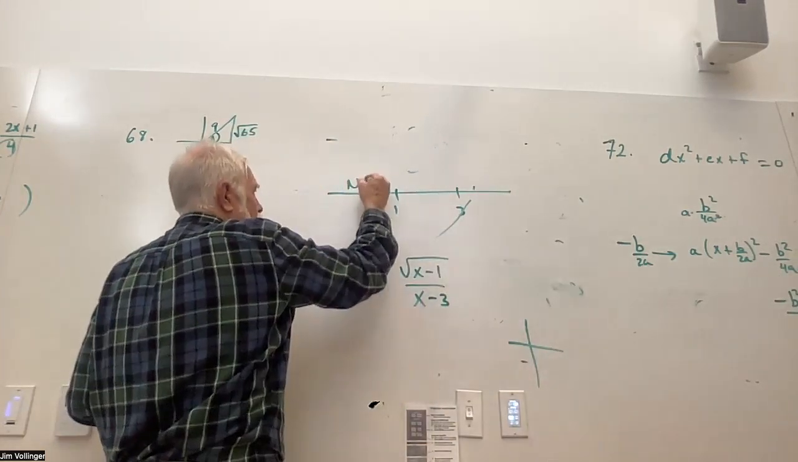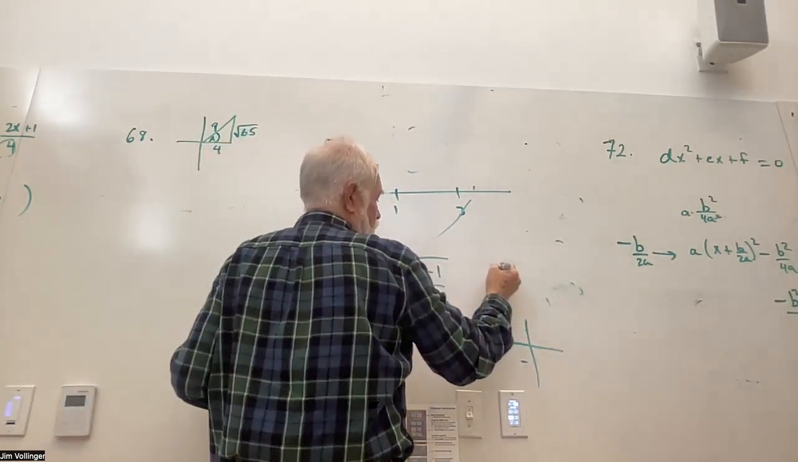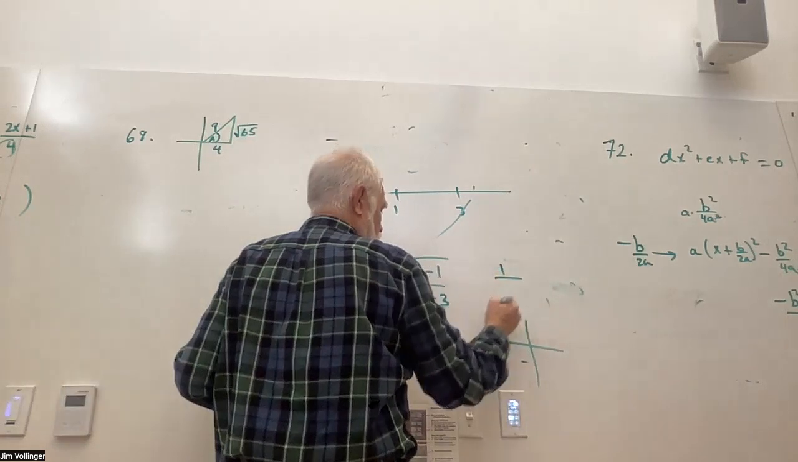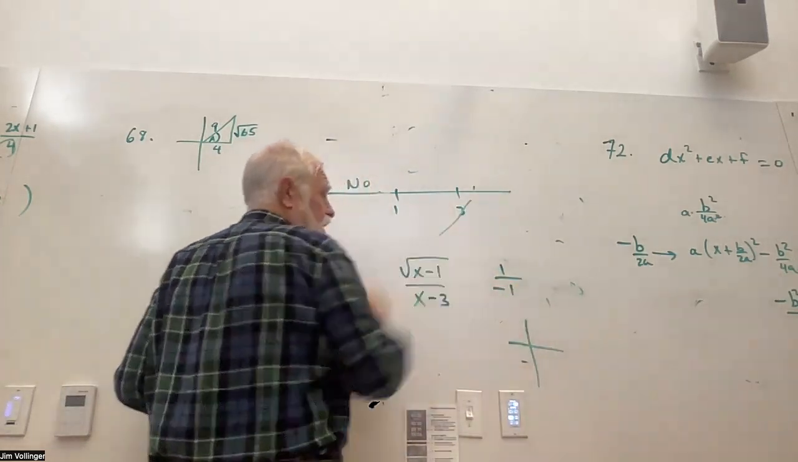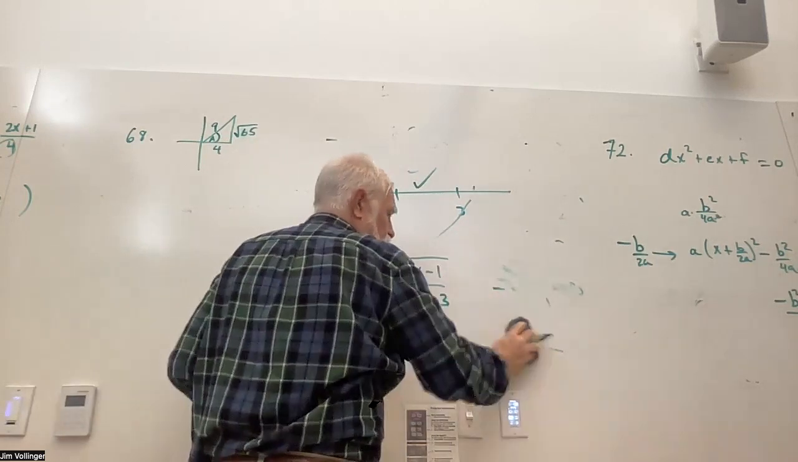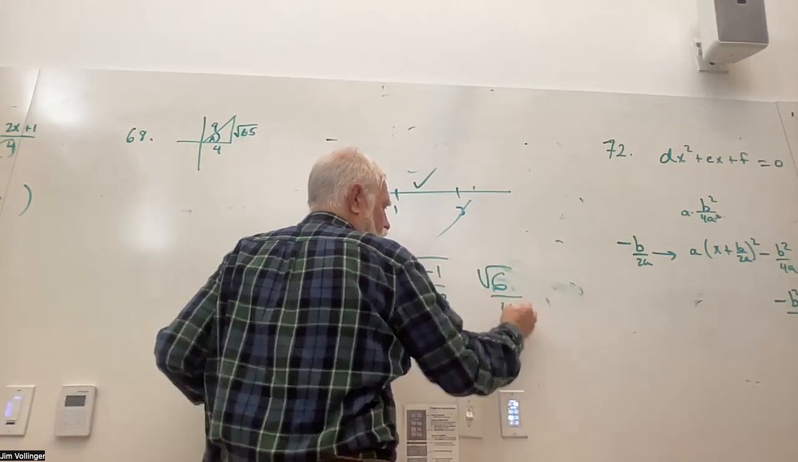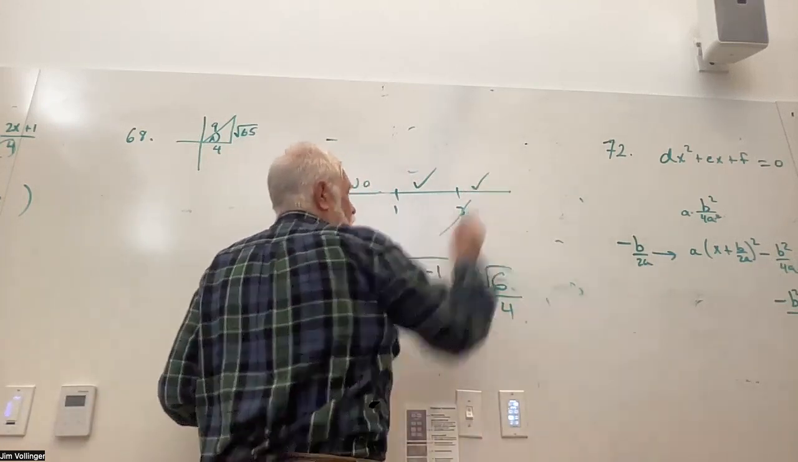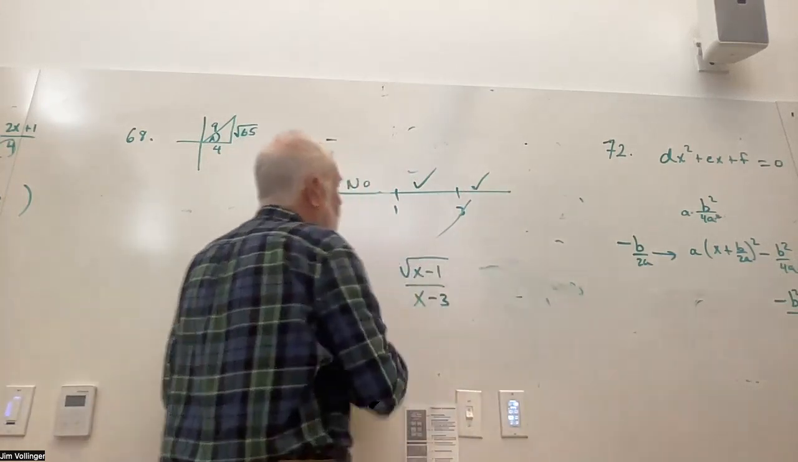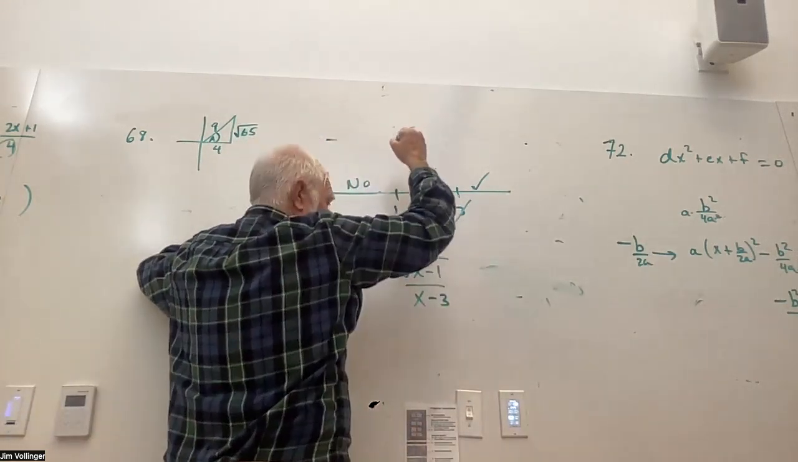Let's pick something bigger than 1. Let's pick 2. Well, 2 minus 1 is 1. Square root of 1 is 1. And 2 minus 3 is negative 1. I think I get an answer on the calculator. Looks like that's okay. Pick a number bigger than 3. 7. 7 gets me the square root of 6 over 4. I don't have a problem with that either. Looks like the domain. Let's go interval notation here. 1 we said worked.